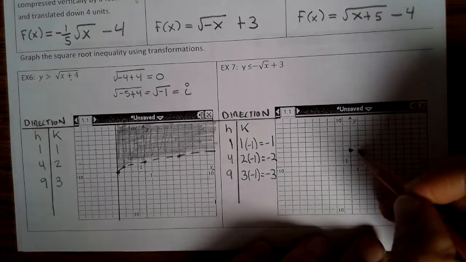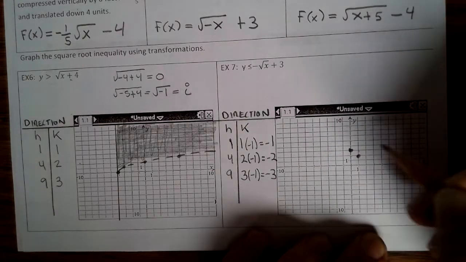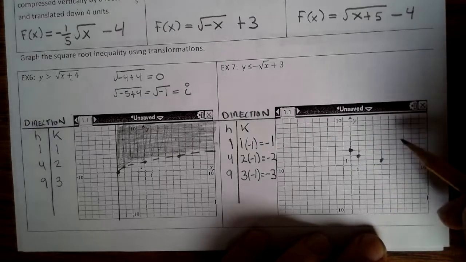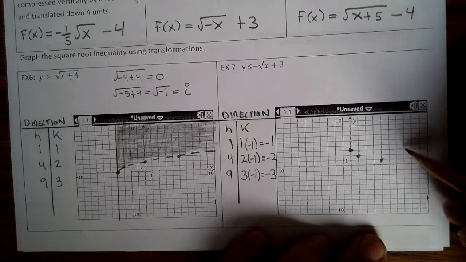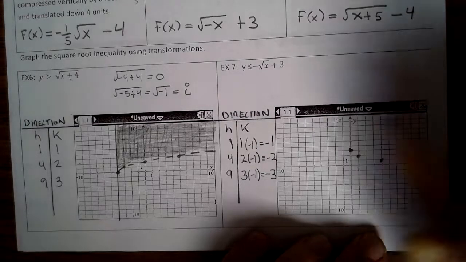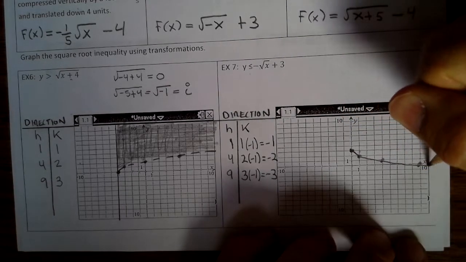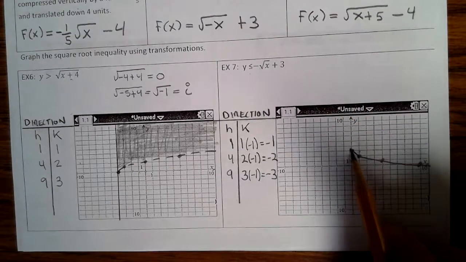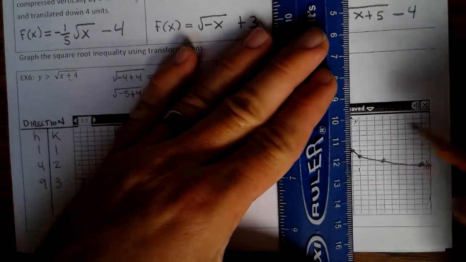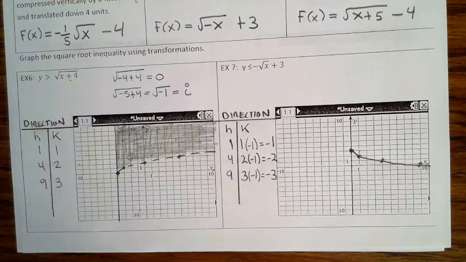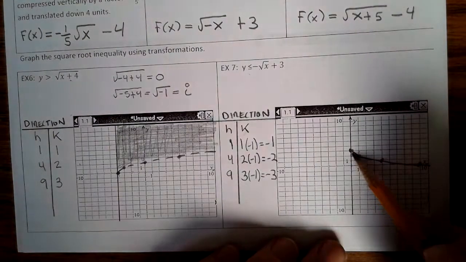So we go to the right 1, down 1, to the right 1, 2, 3, 4, down 2, to the right 5, 6, 7, 8, 9, down 1, 2, 3. There's a line underneath, so it's a solid line. We know that we can't go to the left of that. Okay, and it's less than, so we shade below.